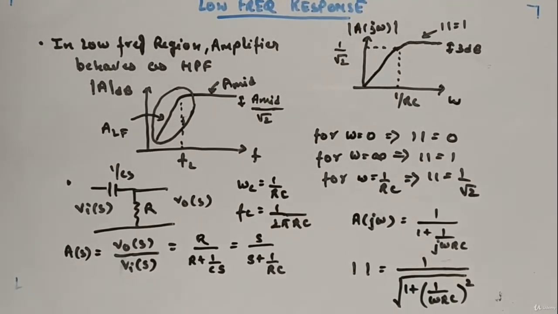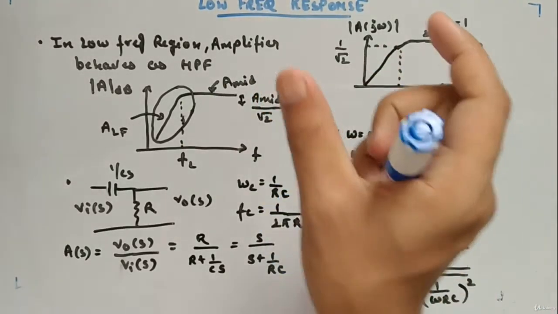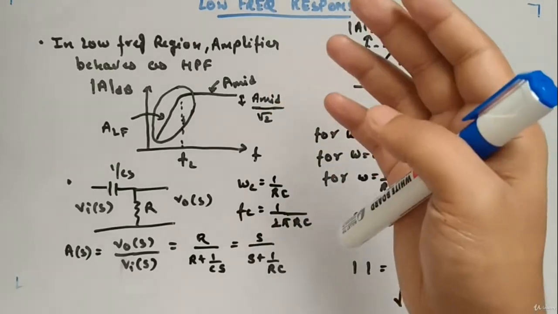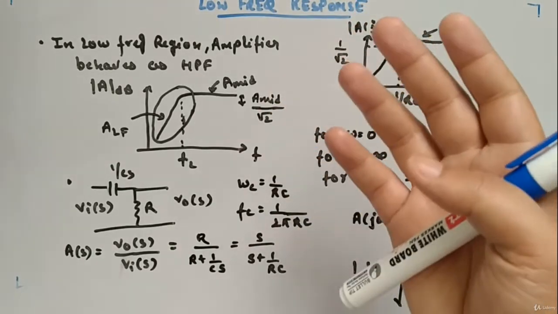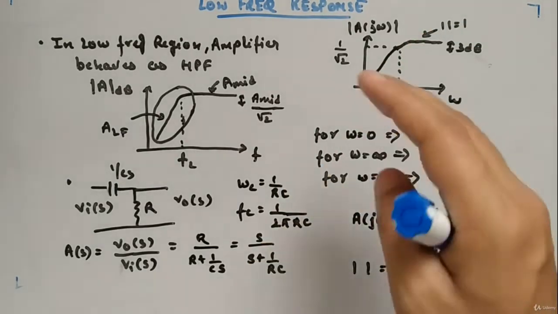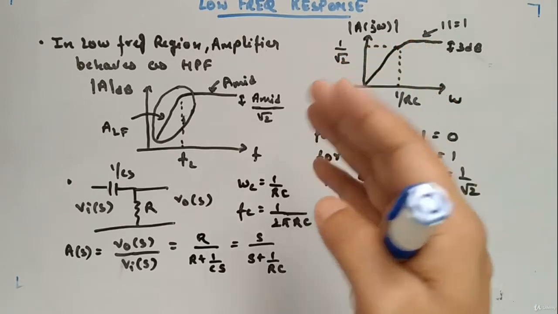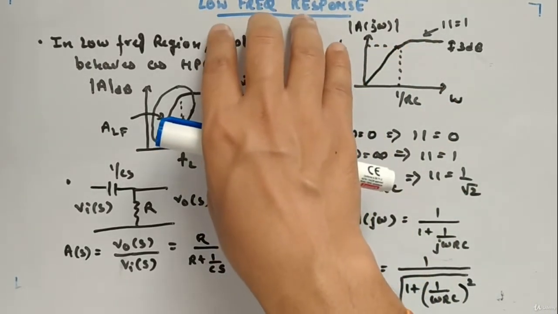Okay, so let's look at the low frequency response. Till now what we have seen is the mid-band region, where we were calculating the gain, which was a constant gain, sometimes inverting and sometimes non-inverting, sometimes emitter follower, which means gain is equal to 1. Now we will focus on the low frequency region.